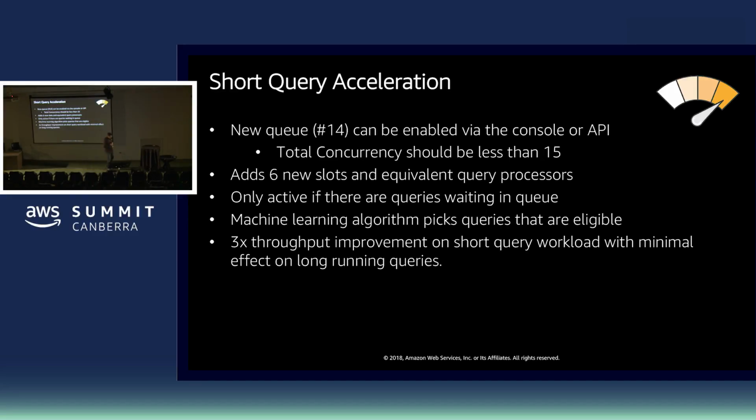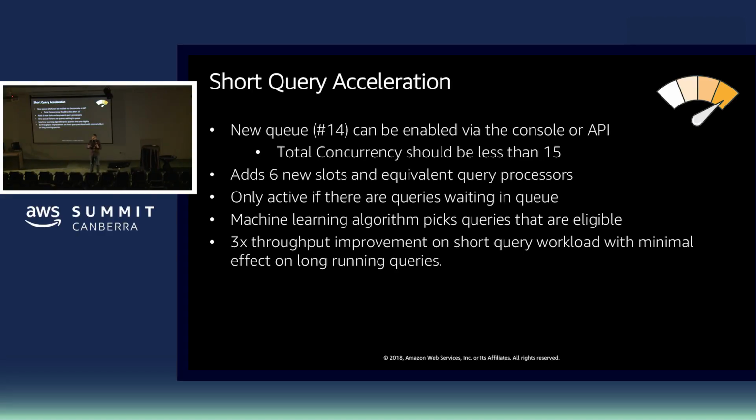The first feature that we released, which we did not market too well, was short query acceleration. A new queue is enabled for queries. A queue is where your queries run on Redshift. So on the queue, we actually run the Redshift, and we give 6 slots in that queue. If you have set up your total concurrent users to be less than 15, then short query acceleration is by default enabled for you. You can enable short query acceleration via the API even if you have set it over 15, but we feel that the ideal number should be 15, or else you are going to unnecessarily load the Redshift cluster.